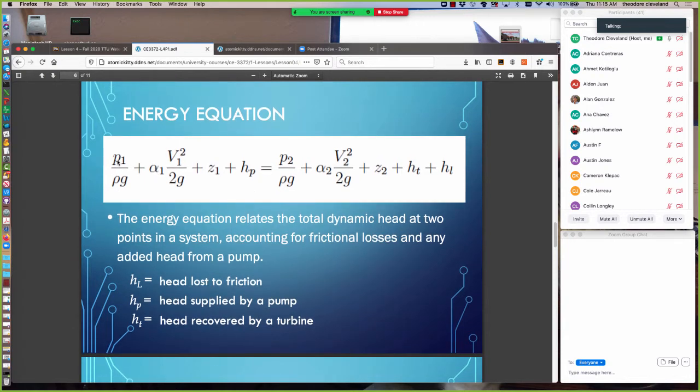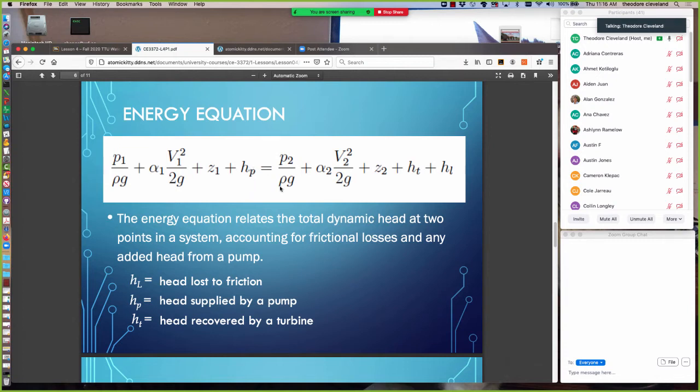It says that P1 over rho g, which is the pressure head at location 1, plus v1 squared over 2g, which is the velocity head at location 1. And there's this alpha term here, which is an energy correction coefficient. In practice, we usually take it as unity. It's not something that's terribly easy to measure in the whole scheme of things, but it ranges between 1 and 2 in observation. So we usually just use 1 and call it good. Plus the elevation head, z1.